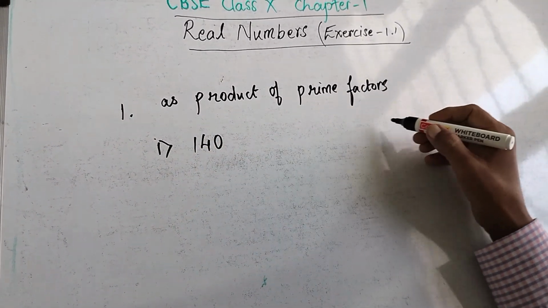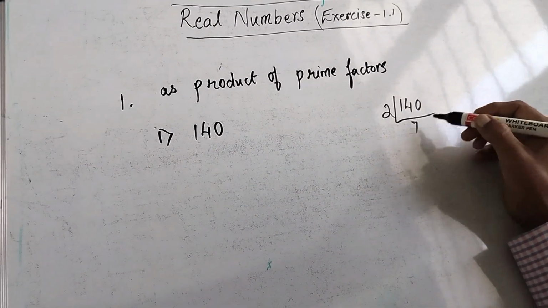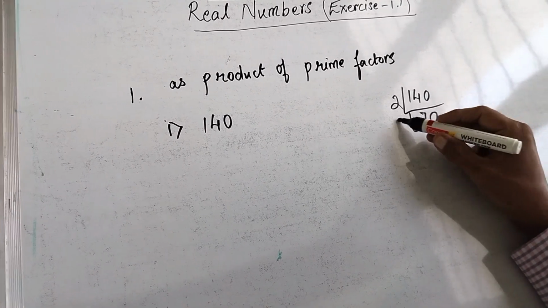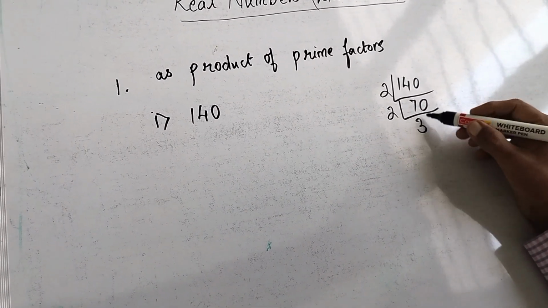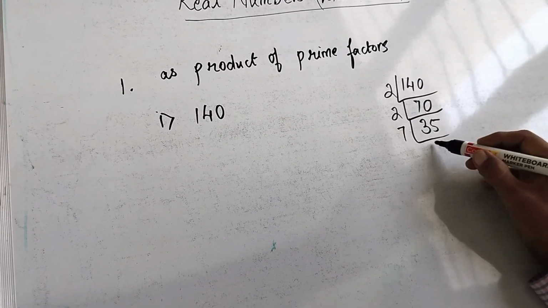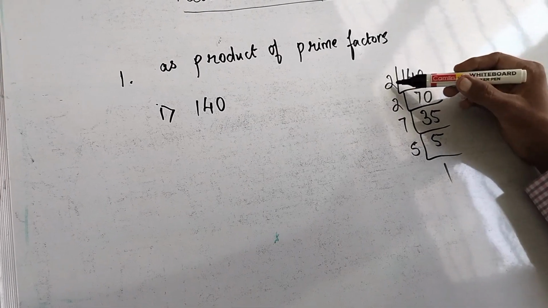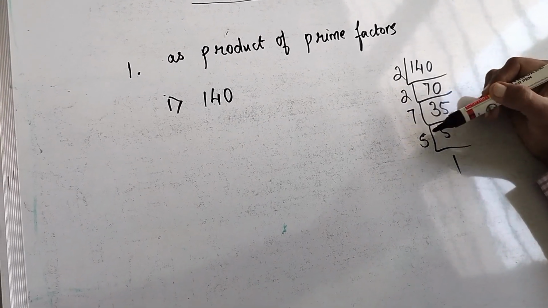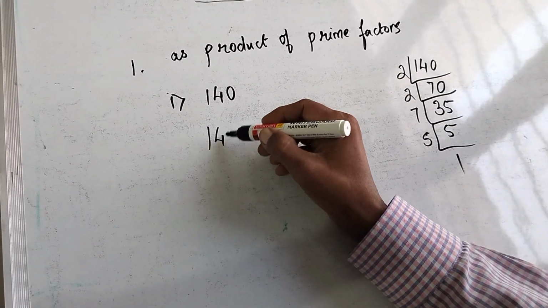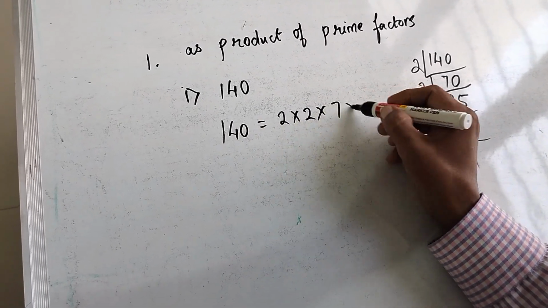Now you have learned how to find the prime factors. 2 7s are 14, 2 3s are 6, 2 5s are 10, 7 5s are 35, and 5 1s are 5. Our prime factors are 2, 2, 7 and 5. While writing down, you can write 2 into 2 into 7 into 5.